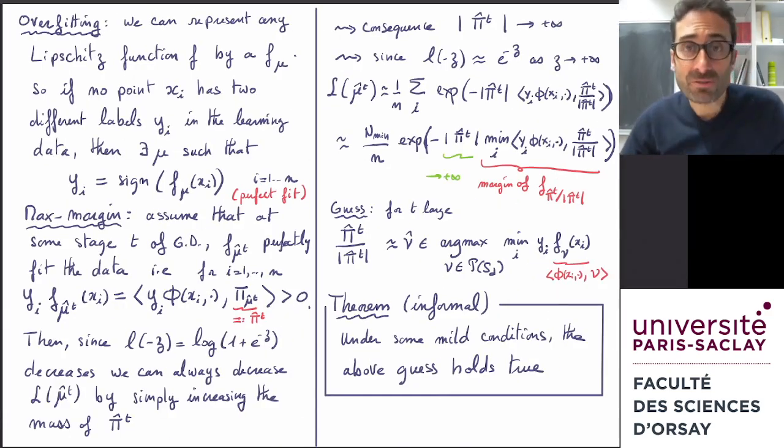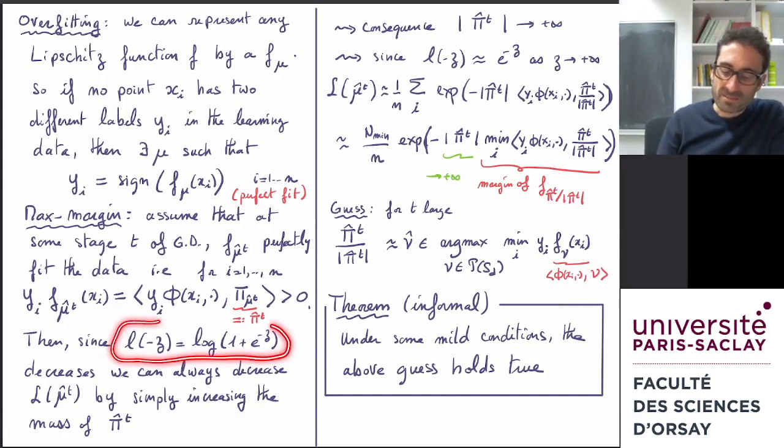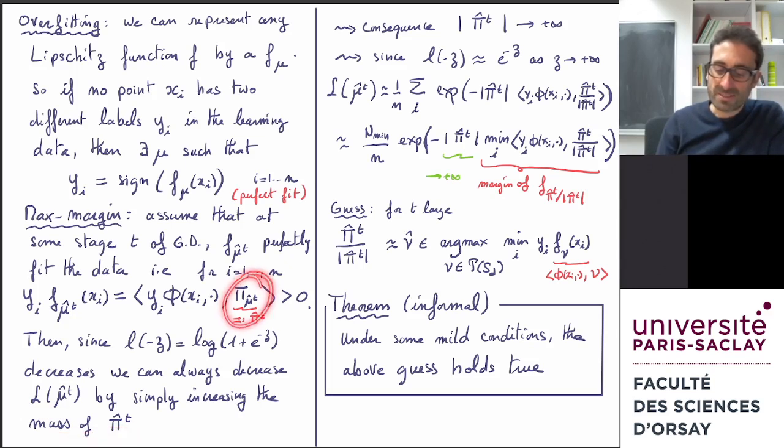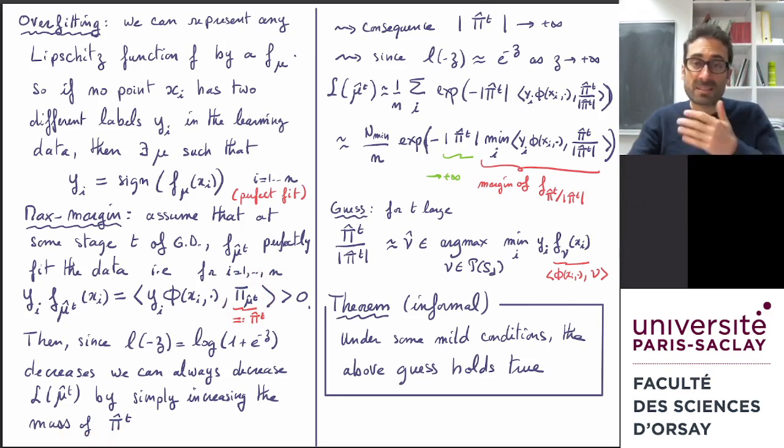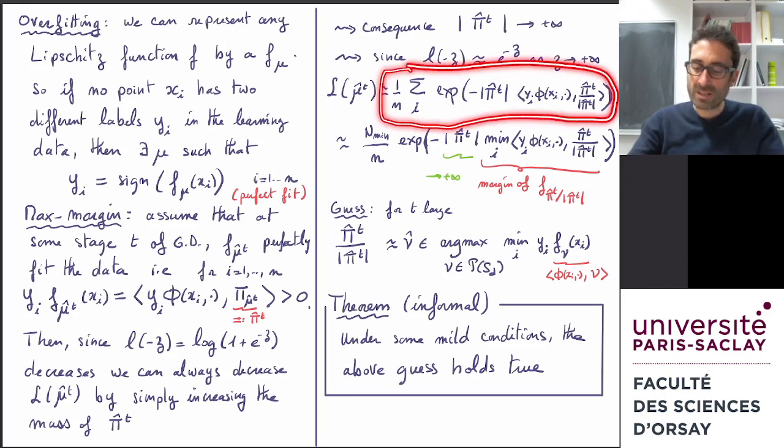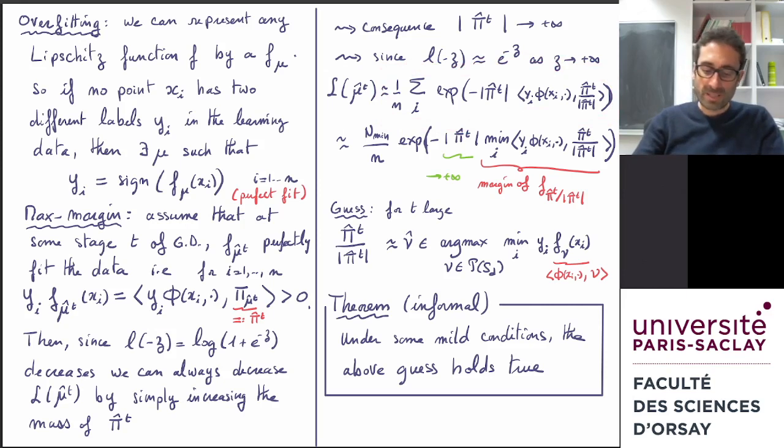All right, so now we'll do exactly the same reasoning as for logistic regression. We use the fact that the logistic loss is decreasing. So if you want to make your empirical loss go to zero, you just have to increase the mass of this measure. Typically, when you perform your gradient descent, the mass will go to infinity. And since the mass goes to infinity, we can use the fact that the logistic loss is essentially the same as the exponential. So your empirical loss is essentially equal to 1 over n, the sum over i of the exponential of minus this quantity.